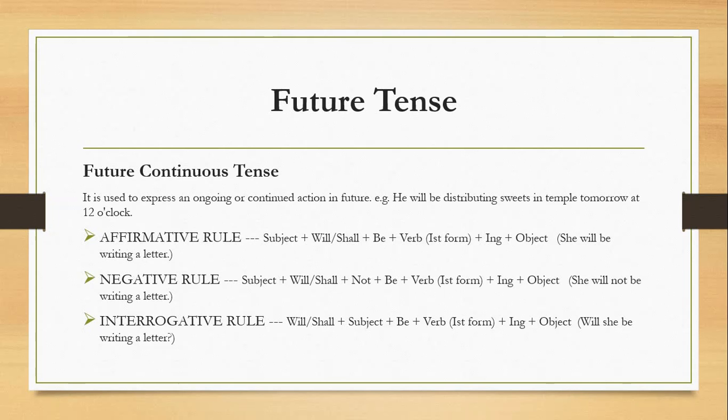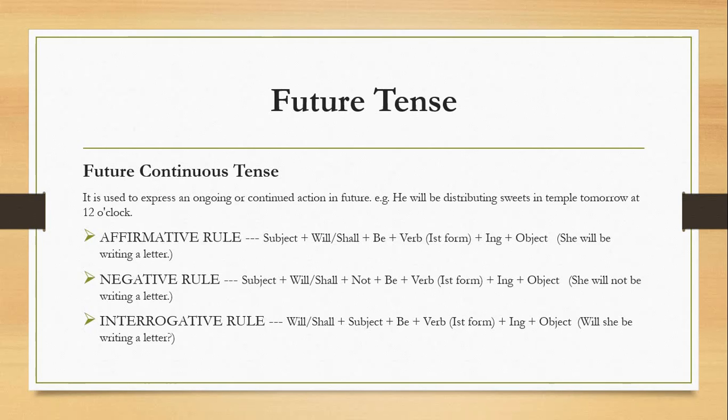Then comes future continuous. It is used to express an ongoing or continued action in future. For example, he will be distributing sweets in temple tomorrow at 12 o'clock. For affirmative, we have the rule: subject plus will or shall plus be plus verb plus ing plus object. She will be writing a letter. So be is here in future continuous.